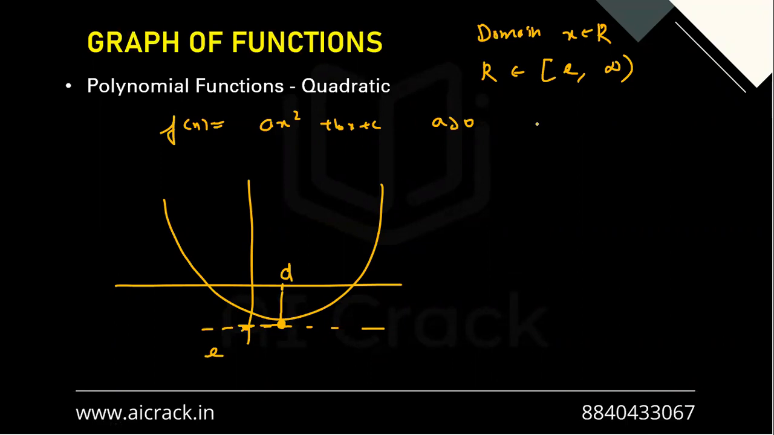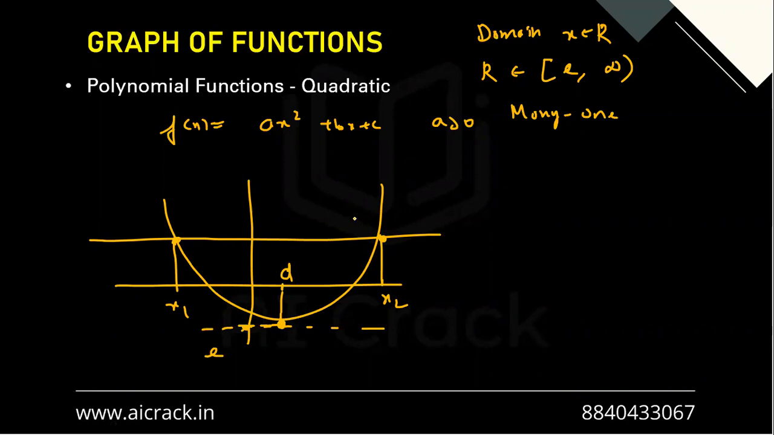Now talking about whether this is a one-one function or many-one function, we can clearly see that this is a many-one function. It's cutting over here, it's cutting over here as well. So for two values of x, we are getting the same value of y. So this is a many-one function.